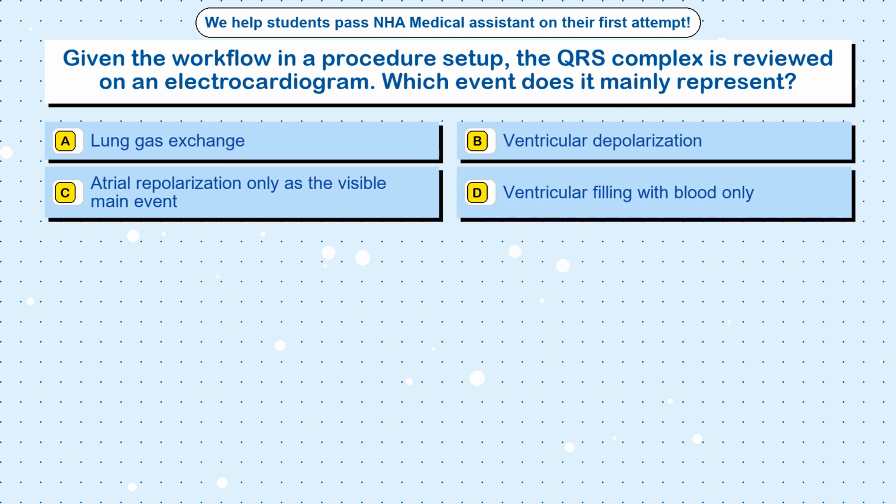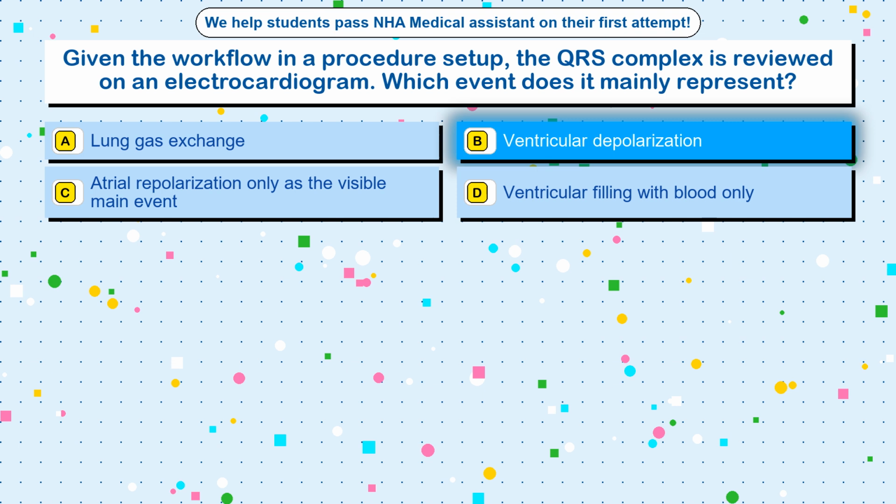Question 96. Given the workflow in a procedure setup, the QRS complex is reviewed on an electrocardiogram. Which event does it mainly represent? Option A, lung gas exchange. Option B, ventricular depolarization. Option C, atrial repolarization only as the visible main event. Option D, ventricular filling with blood only. The correct answer is option B, ventricular depolarization.